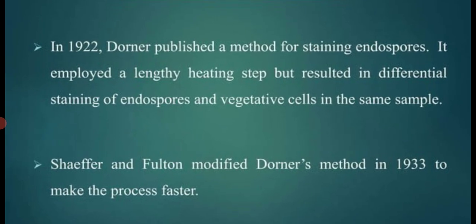In 1922, the scientist Dorner published a method for staining of an endospore. This method was lengthy and had a heating step, but it resulted in differential staining of the endospore and the vegetative cells in the same sample. In 1933, scientists Schaeffer and Fulton modified Dorner's method and made the process faster.